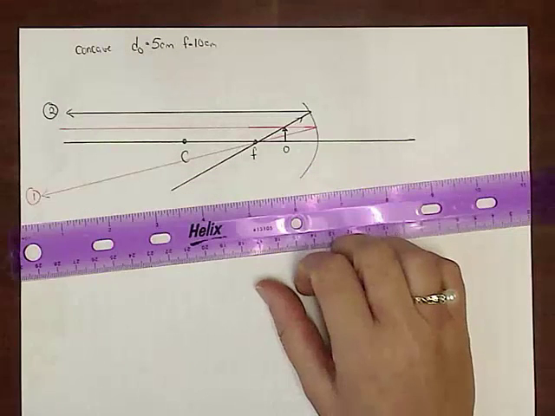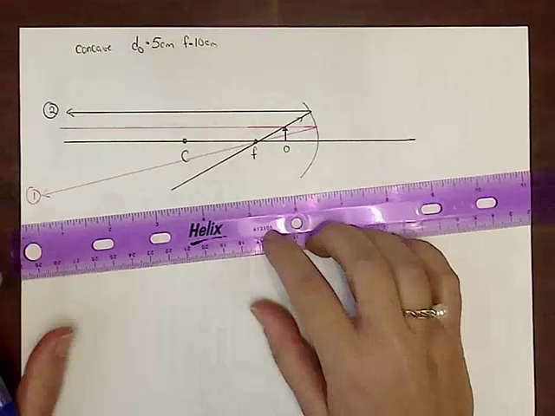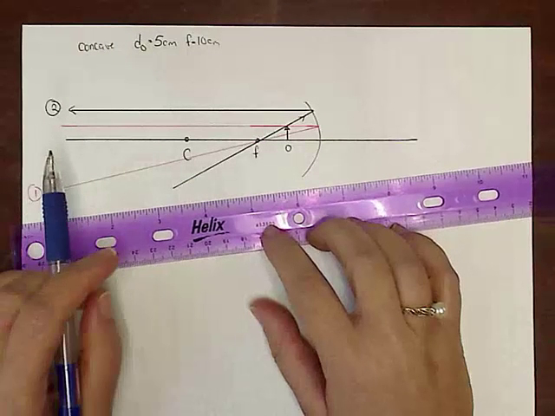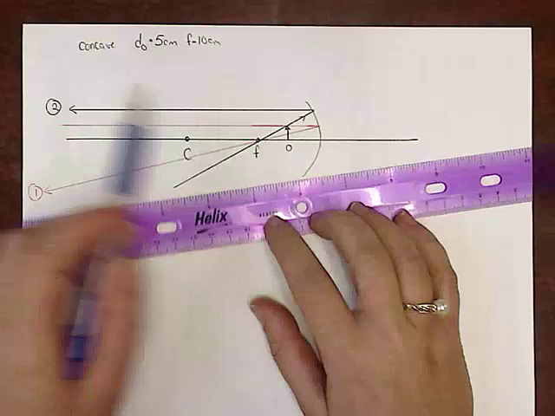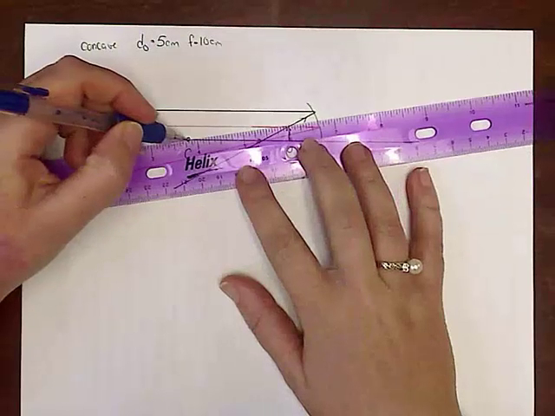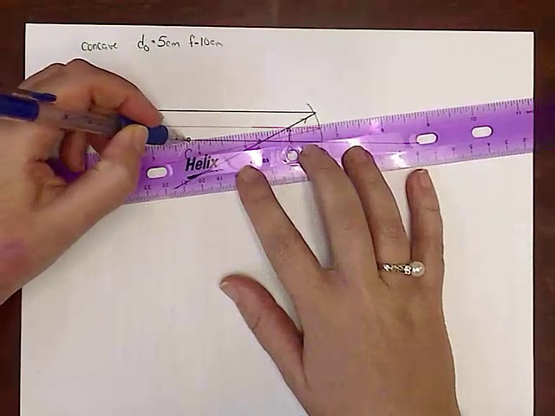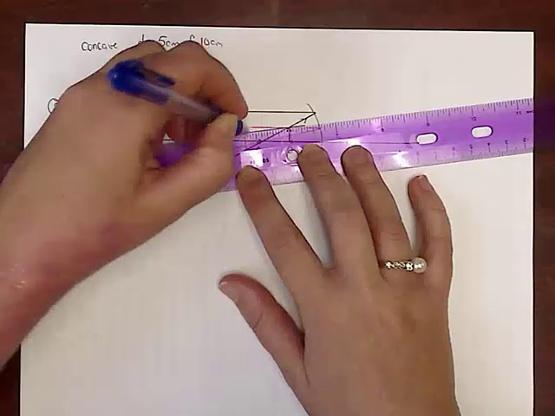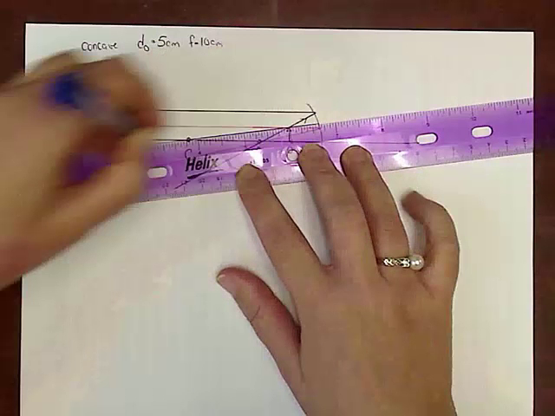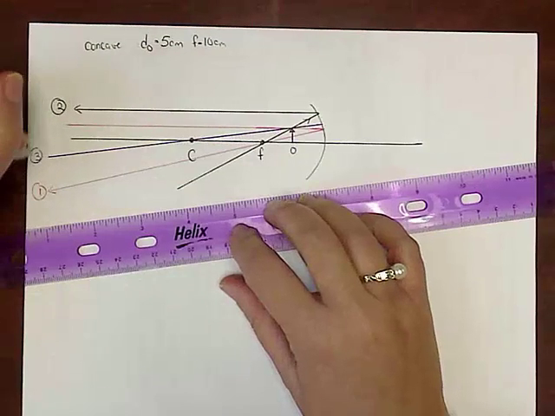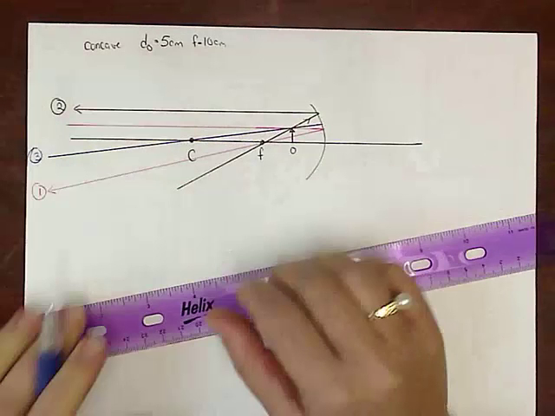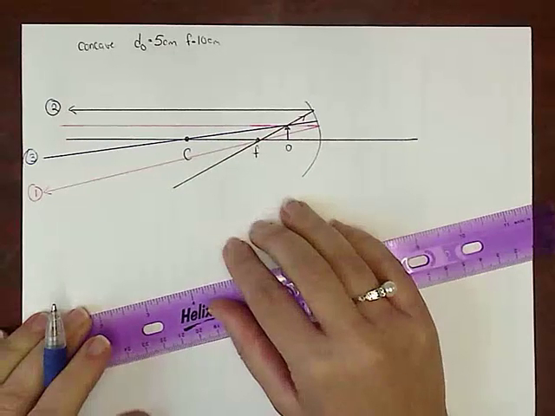Alright, ray 3 we're going to do in blue. Ray 3 comes in through the center of curvature and reflects on itself. So it's got to go through the center of curvature and the tip of the arrow before it hits the mirror. So go through center of curvature, tip of the arrow. So it comes in like that and reflects back along itself. So there is ray 3. Alright, so I've got my 3 rays.